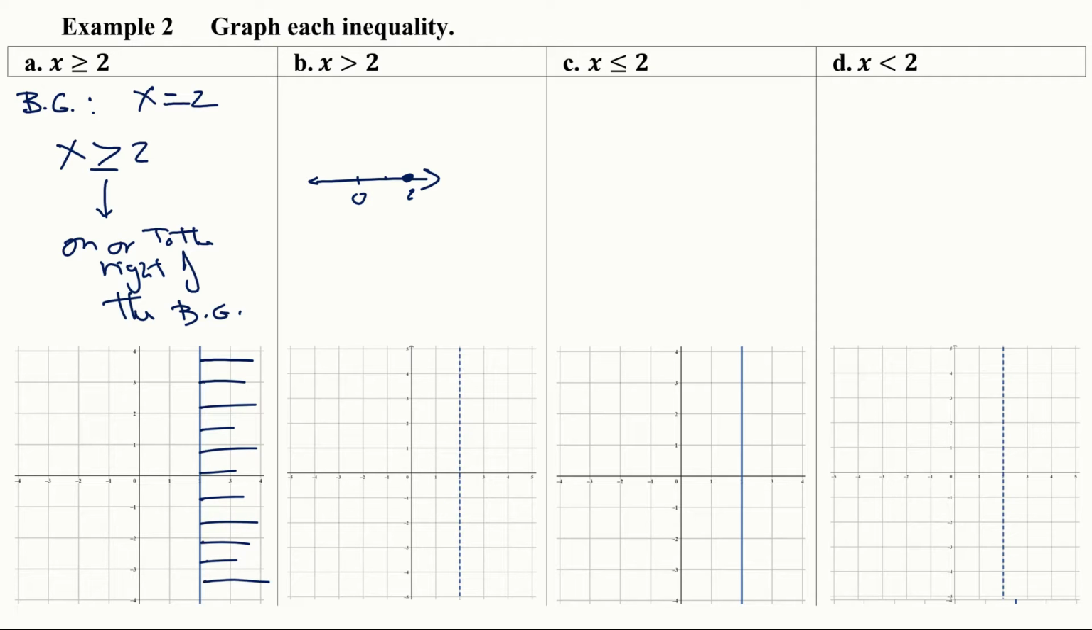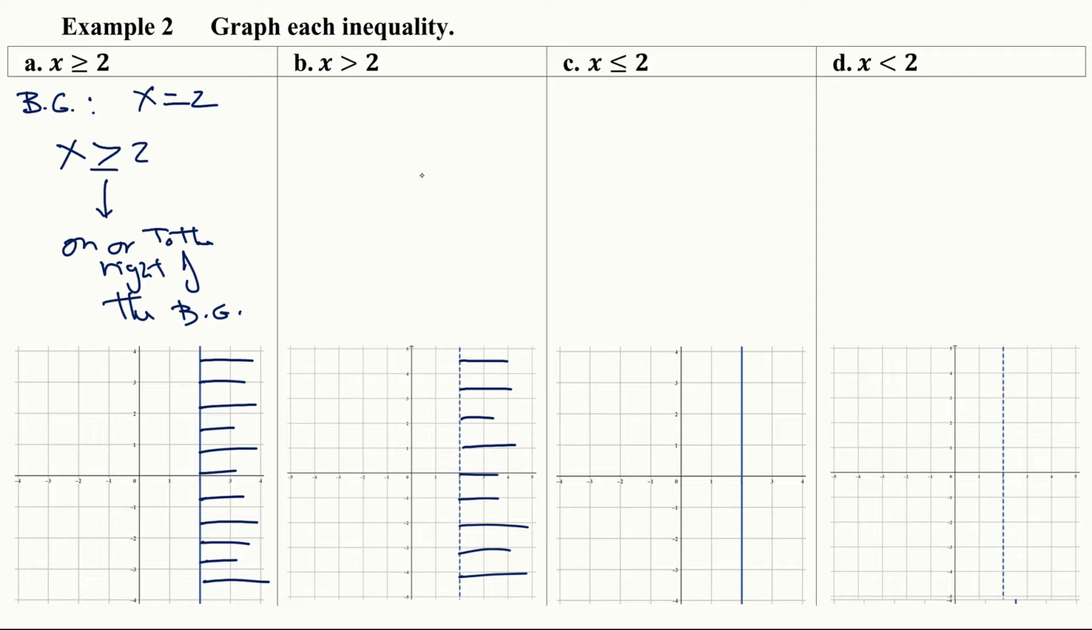All right, so this one, the next one, wants only the points in the plane whose x value is strictly greater than 2. So you're going to shade only the points on the right of the boundary graph, and you're going to dash the boundary graph because it's not going to be included. So you're only going to have this part shaded, right? All right.